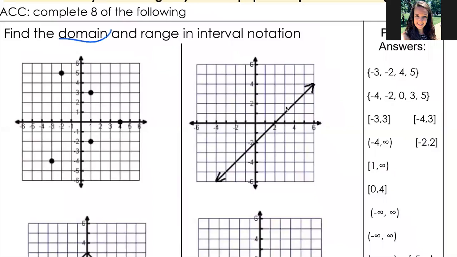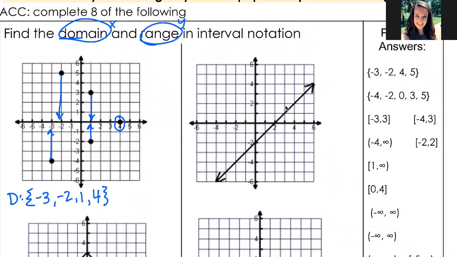So remember, your domain is the x values and your range is the y values. So here I would have an x value of -3, an x value of -2, an x value of 1, and I see that that's repeated, but I don't need to repeat it, and then an x value of 4. So I would write my domain like that.